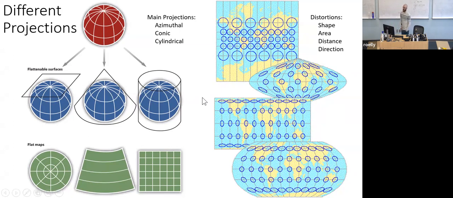So this is something you would think about when you do your analysis. If you are interested in area, you would want to use a projection that minimizes distortion in area, but maybe it's more distorted in direction. But that might not be important in your analysis.